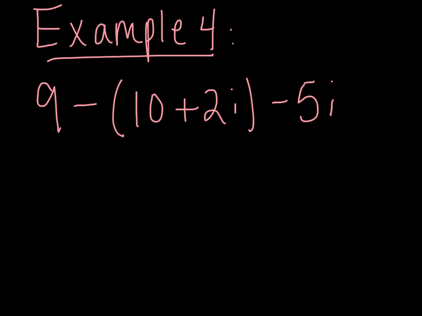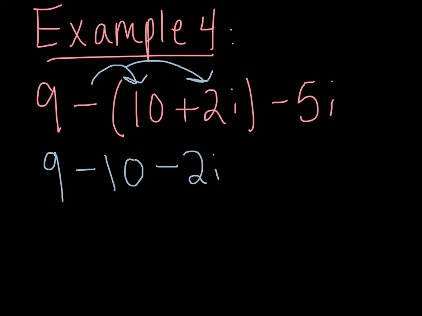Now in example 4, we're still doing the same thing by combining our real parts and our imaginary parts. However, we do have to make sure that we have the subtraction piece here, and we got to make sure that we distribute it before we do anything. Very first thing we do. Now this 9 over here, it remains positive 9, but now we have a -10 and a -2i. And we're just going to bring the 5i down, but it's still negative.